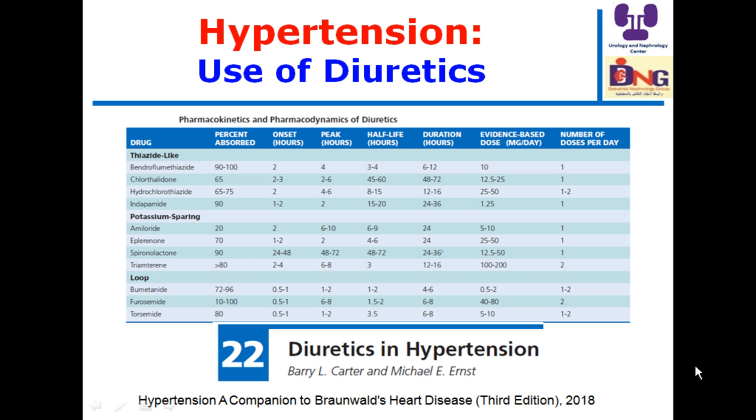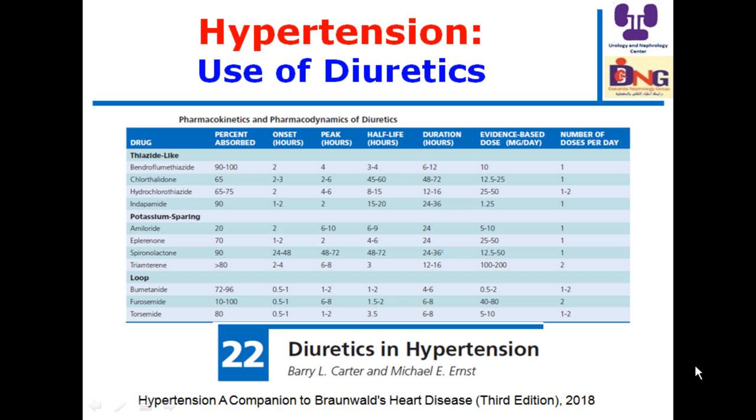So please look at the table: the onset, peak, half-life, duration. Again, thiazide is the best to be used in uncomplicated hypertension. Long-term thiazide-like agents such as chlorthalidone or hydrochlorothiazide may be used. Indapamide is a good alternative. If we think of loop diuretics, we should know if it is short-lived, we use it twice per day. If it is long-lived, we use it once per day.